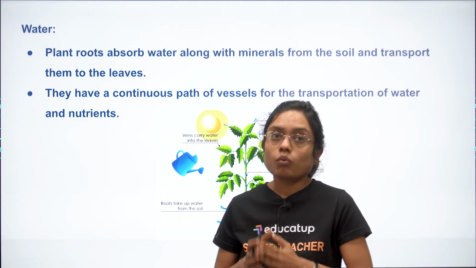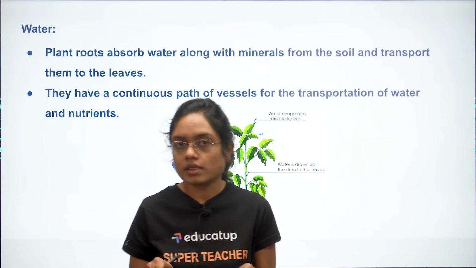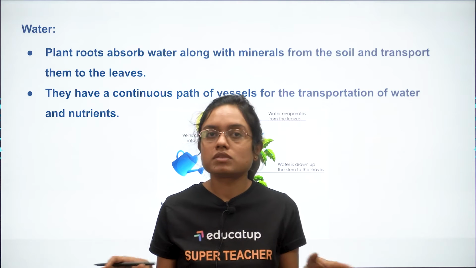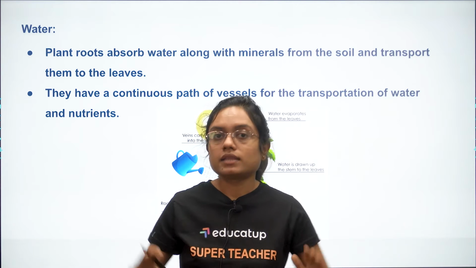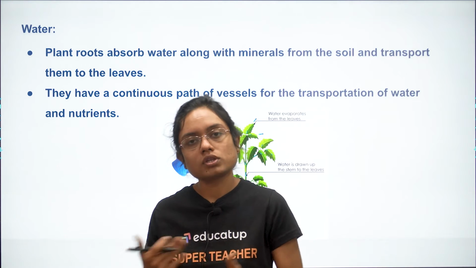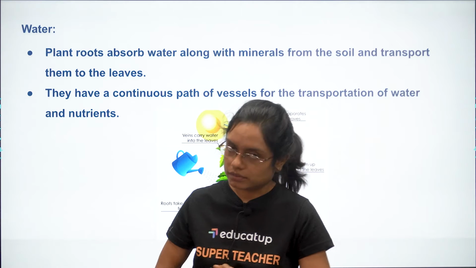Water. Now water is something which is absorbed by the roots of the plants from the soil. आपको पता है plants के roots soil में होते हैं, और soil में जो water और minerals हैं उनको roots absorb करते हैं. Then roots के through एक पूरा channelized system होता है for the transportation of water and minerals, and it reaches every part of the plant. Okay?